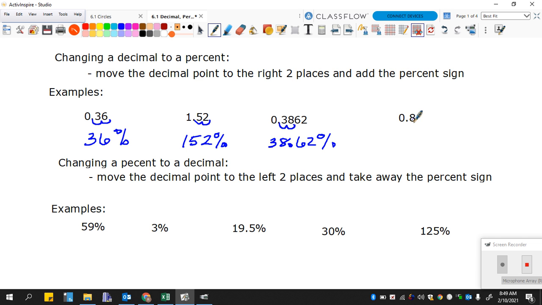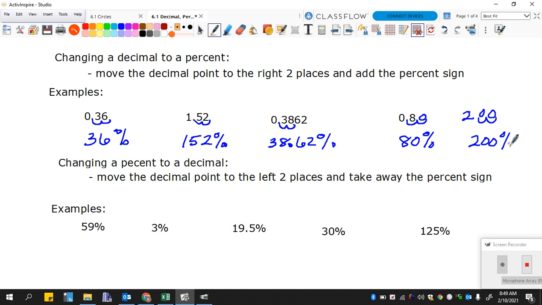And sometimes we only have one number, so what we have to do is move our decimal point 2 times, but then we have to fill in a place value holder there, and this turns into 80%. Now the same thing goes if we have a whole number, like a 2. If we have a 2, we start at the end, go 1, 2, so we have to put 2 zeros, and that would be 200%.